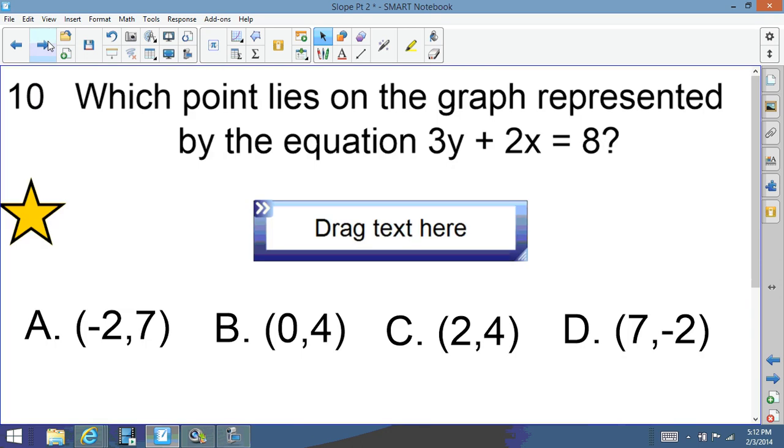Here's where we go next. Which point lies on the graph represented by the equation 3y plus 2x equals 8? Well, if you remember, we have a point, x and y. So I would start with substitution, substituting each value in here to see which one would work out to be this answer of 8. That's a good way of doing it. So see if you can find out which one it is. Tell me tomorrow, because that's where we're going next.